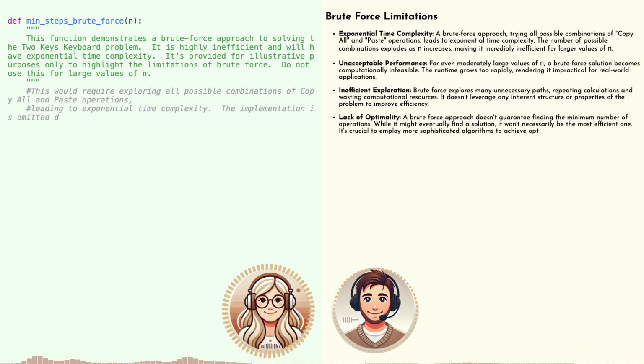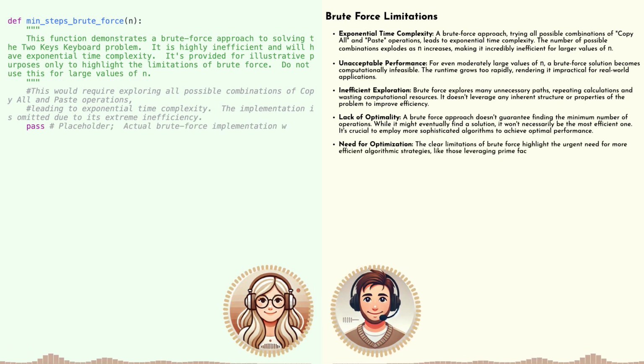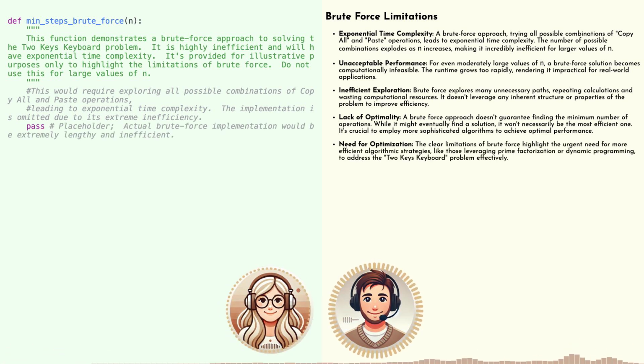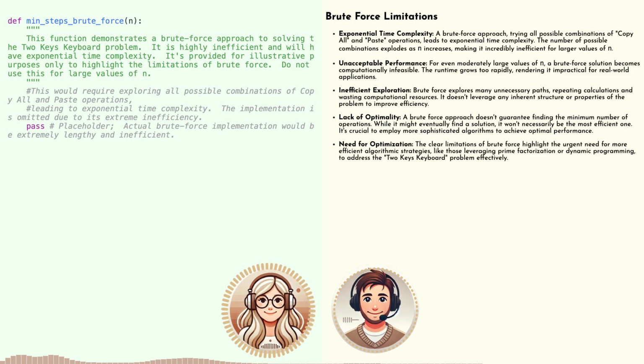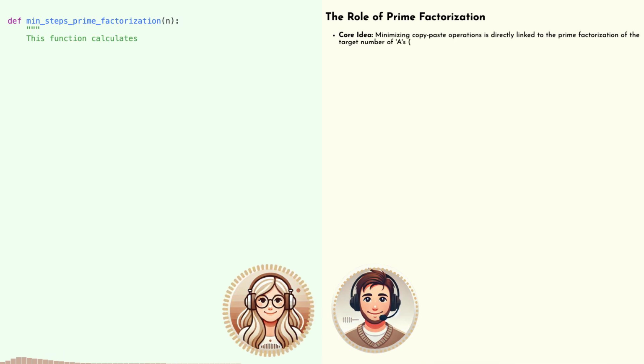Exactly. And for small numbers, like if you're trying to get to 3 or 4 A's, brute force might actually work okay. But what happens when you need to get to, say, 20 A's or 100? Then things start to get messy. You would be sitting there forever trying all these different combinations, hoping you find the most efficient one. There's got to be a better way. And there is. This is where things get really interesting.